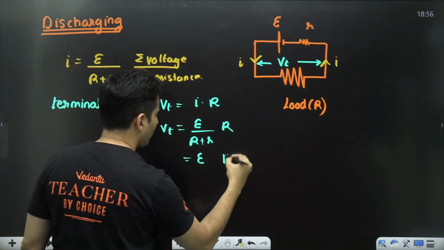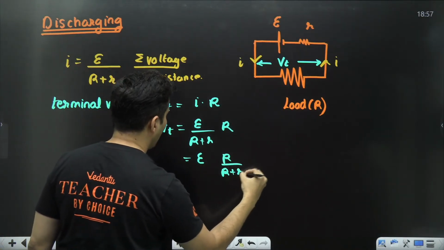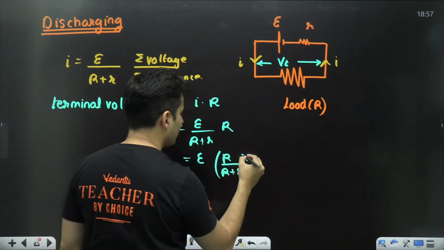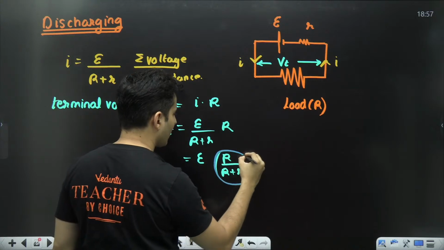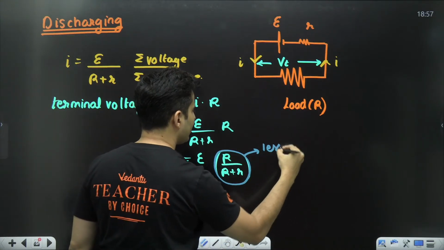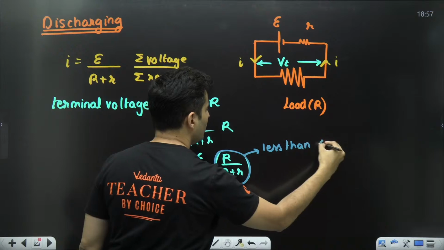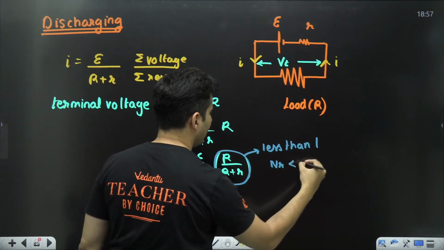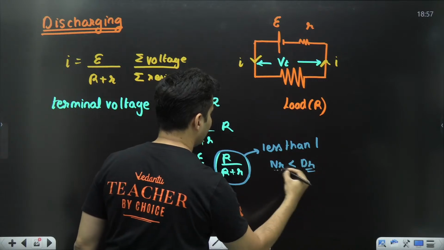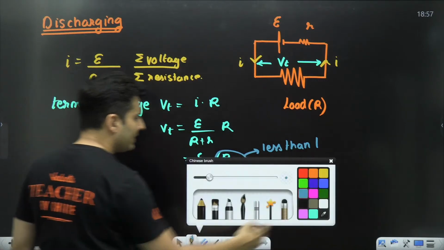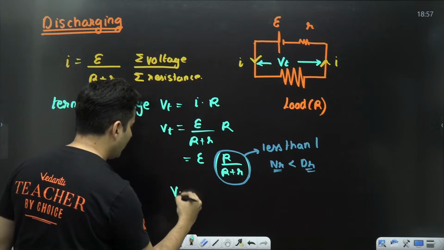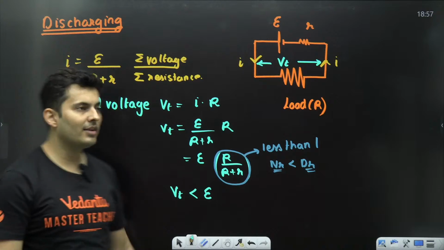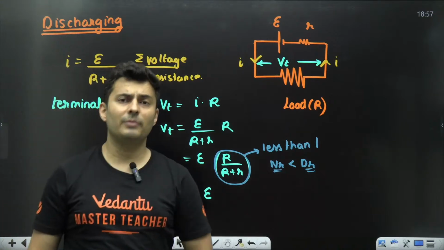Notice how this factor R upon (R plus r), this whole factor, is always going to be less than 1, because the numerator is less than the denominator. This also means that the terminal voltage will be less than the EMF. Very, very important.